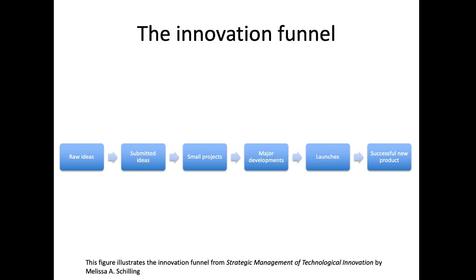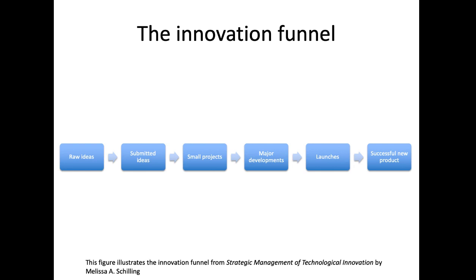There are thousands of ideas. For example, a company has about 3,000 raw ideas that they can throw out, and of those, about 300 are submitted to the company. Then out of those 300, probably 125 or so become small projects. It's trying to see if there's any viability, what can it do.